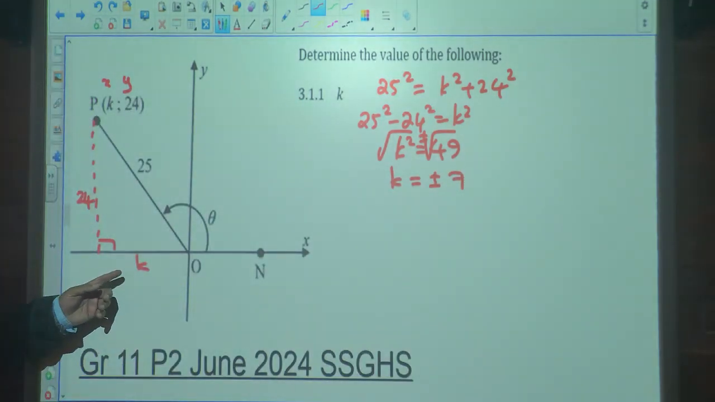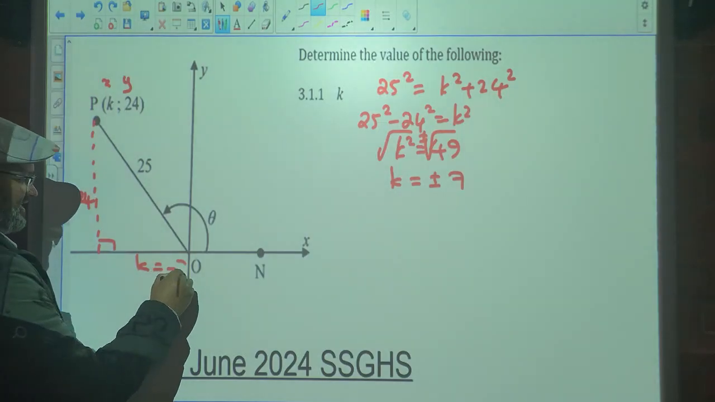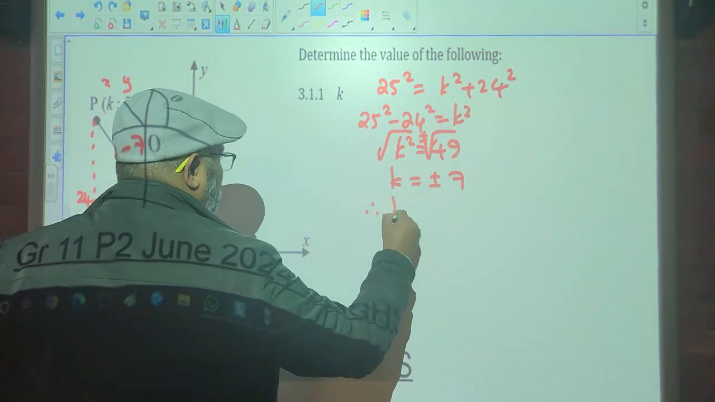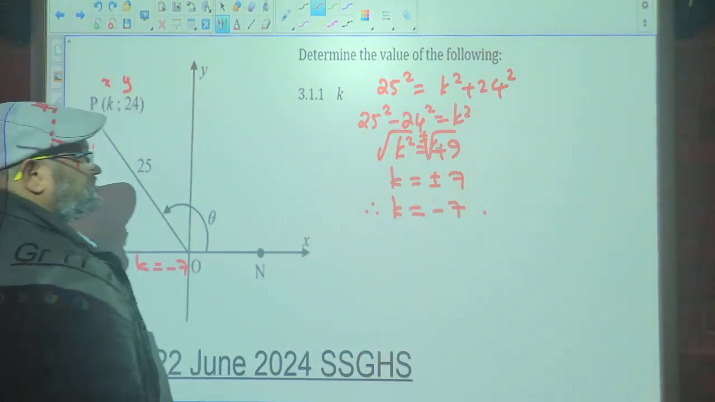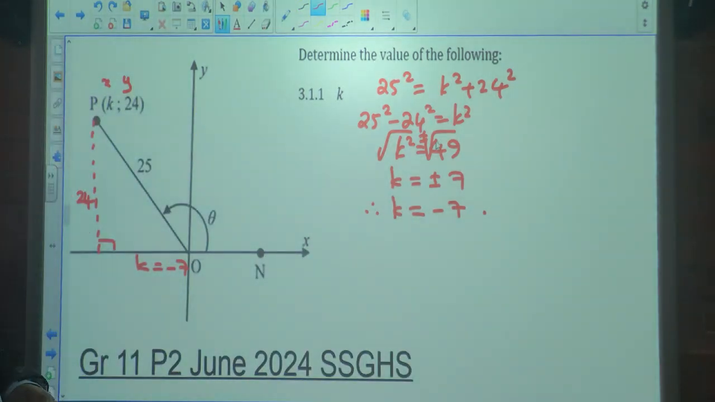So which one of the two is it? The positive or the negative? Negative, because there's a negative side on the x-axis. So therefore K is equal to negative 7. Alright.